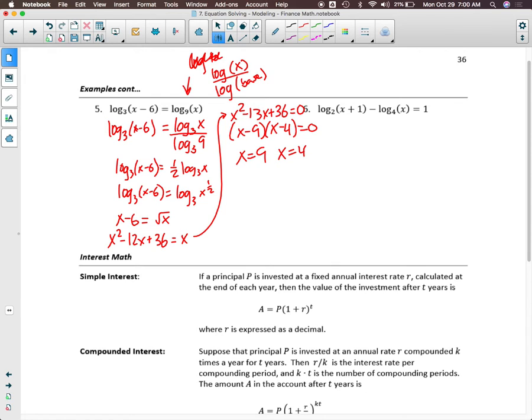And I just got to do a quick double check, right? Make sure that they work. If I plug in 9, I get positive numbers. If I plug in 4, I get a negative number in that first log. So that one doesn't work. Only x equals 9 is going to be a solution. Whew.